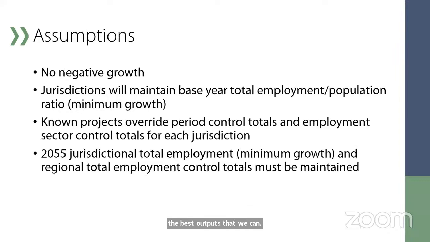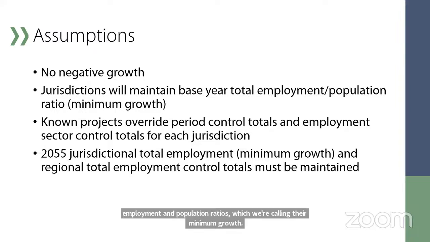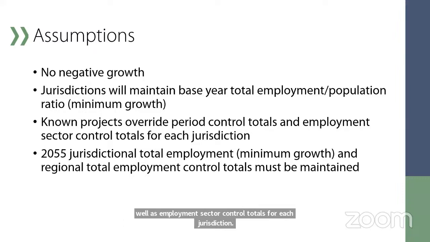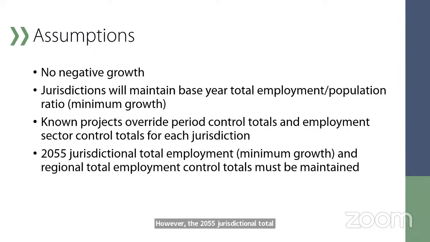There are core assumptions in the land use model. First off, there's no negative growth. If a sector declines in any given projection year, that's instead converted into a zero. Jurisdictions will maintain their base year total employment and population ratios, which we're calling their minimum growth. Known projects can override the period control totals as well as employment sector control totals for each jurisdiction. However, the 2055 jurisdictional total employment and regional total employment control totals must be maintained.